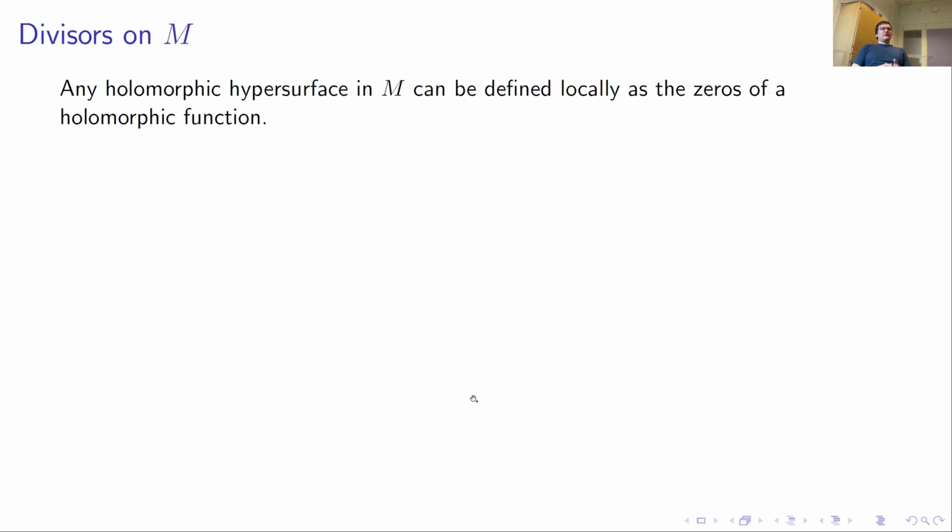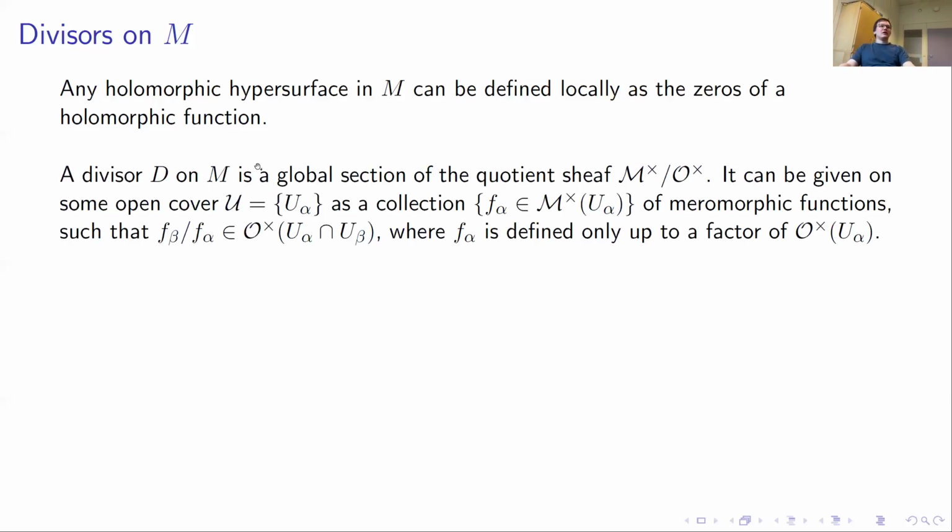Right, so then there is one more concept that we need to discuss, and it's that of divisors on M. It's a fact that any holomorphic hypersurface in M can be defined locally as the zeros of a holomorphic function. And a divisor captures this on a global level. So a divisor is a global section of the quotient sheaf.